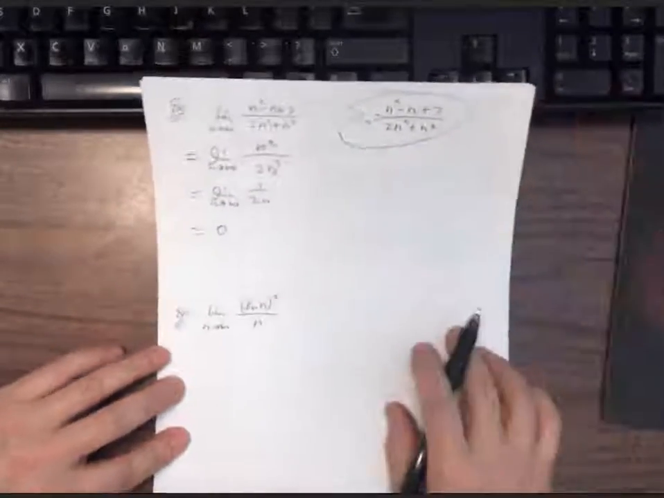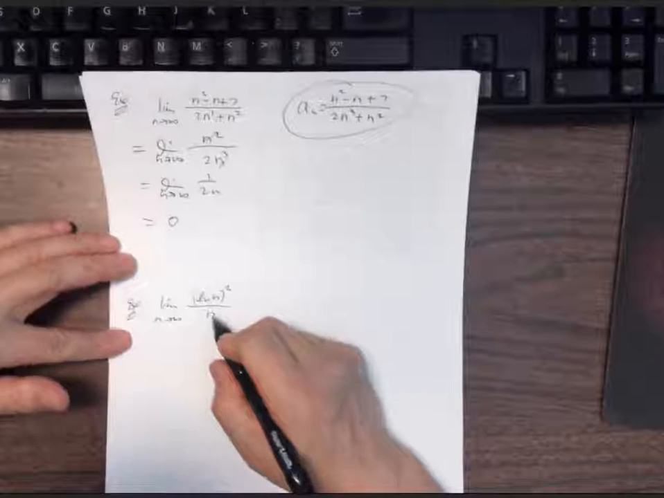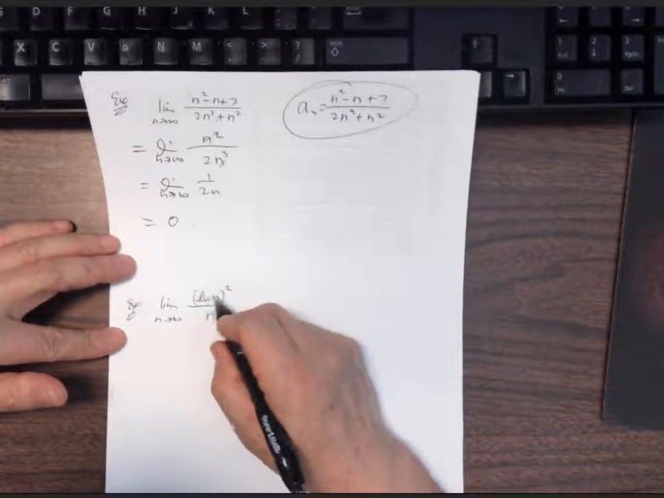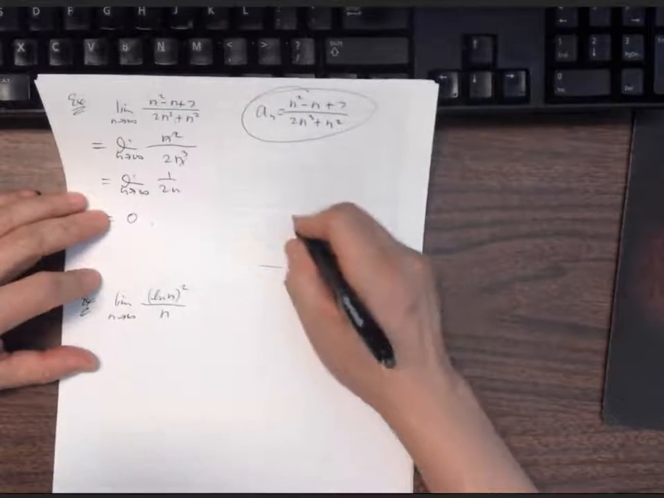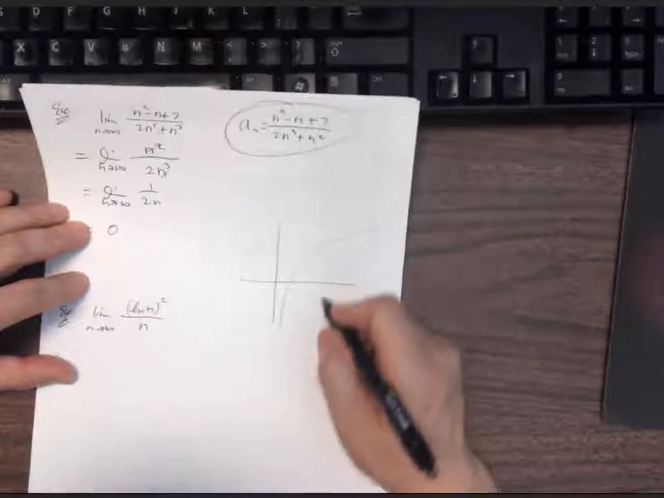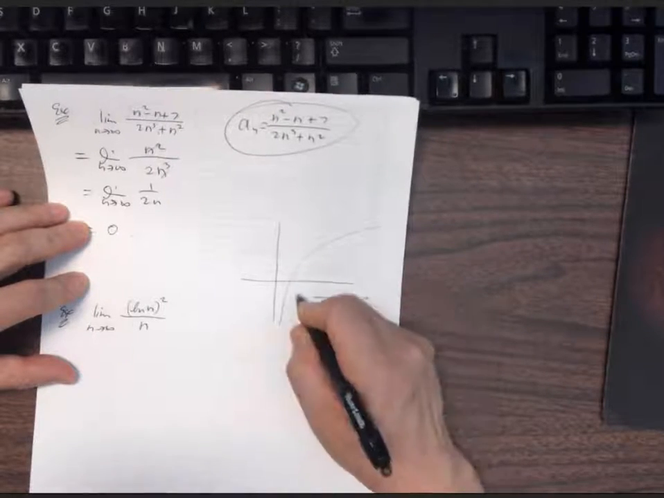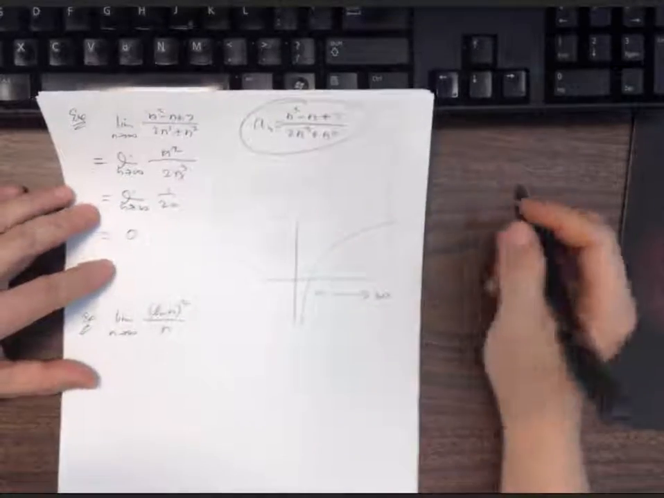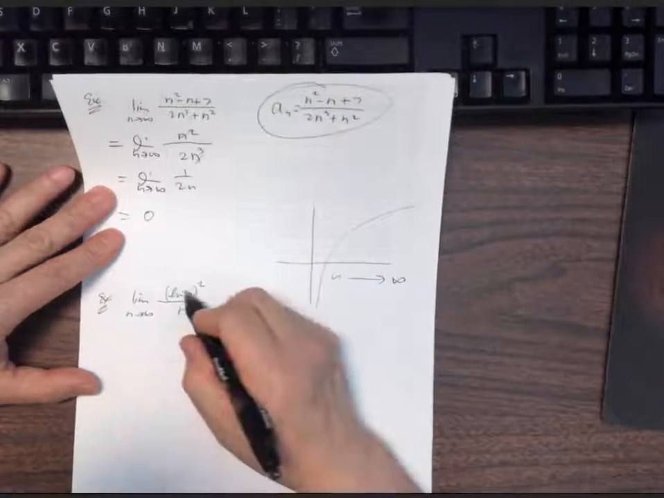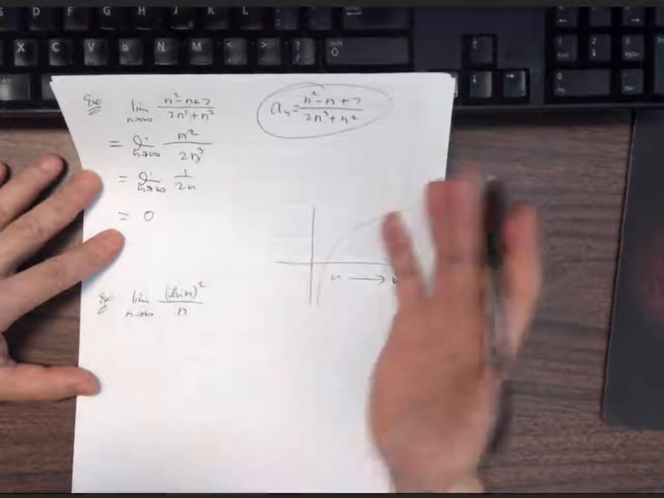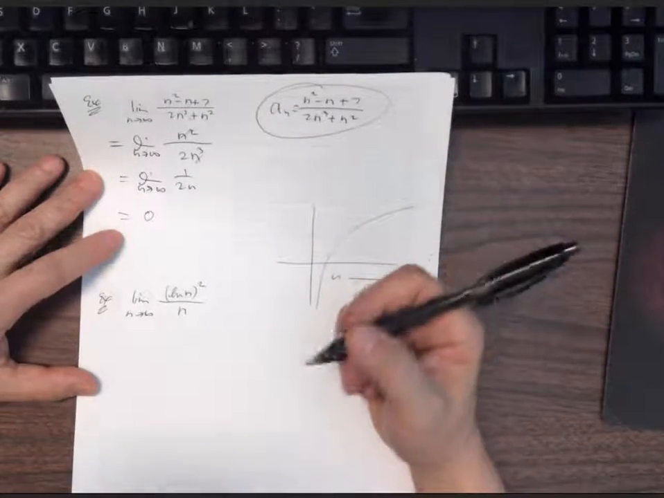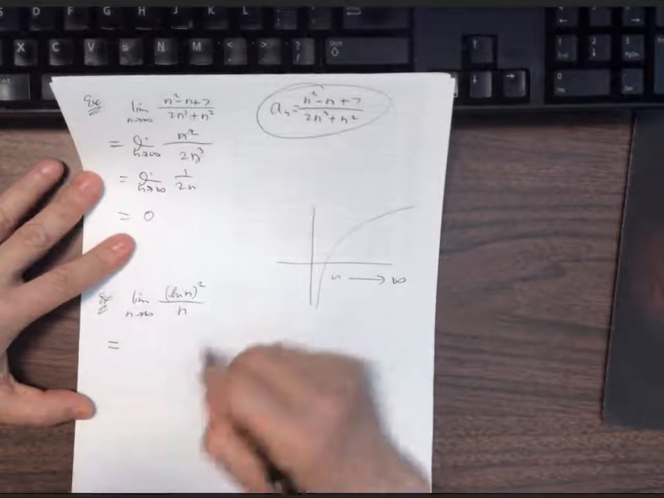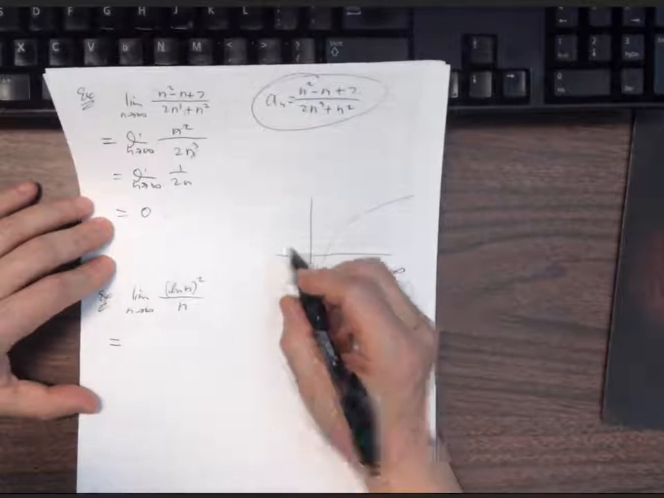Let's see the next example. n goes to infinity. What about this one? Well, log n goes to infinity too. Recall the graph of log. As n goes to infinity, the graph keeps going up, approaching infinity. So it's infinity over infinity. We can apply L'Hopital's rule, or better, we'll just compare order.